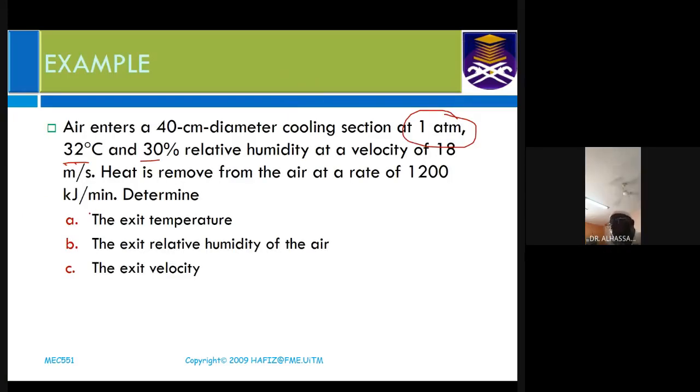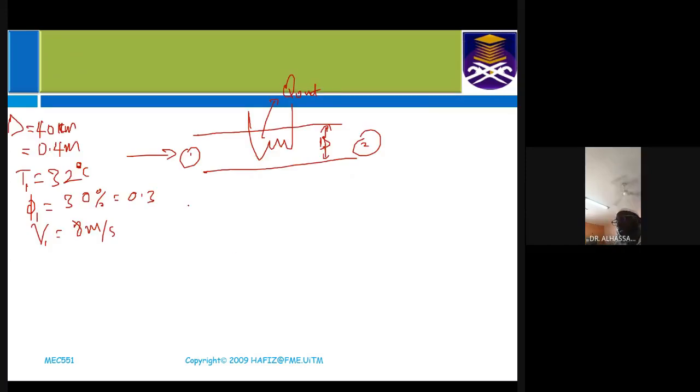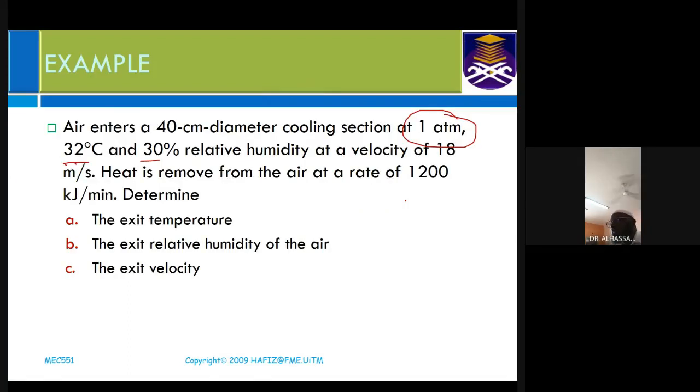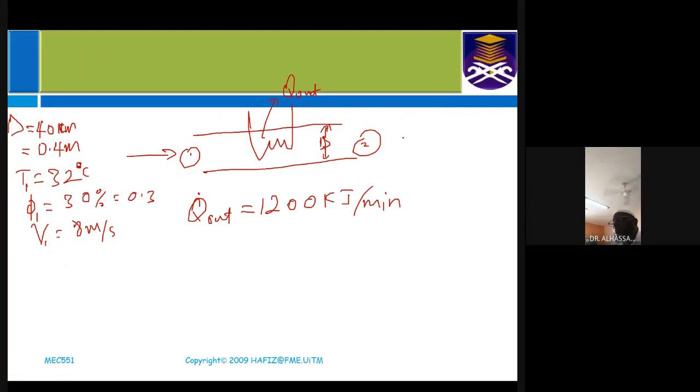Okay. So now the Q out is given as well. Q out, we are told, equals 1,200 kilojoules per minute. Now we need to determine the exit temperature, the exit relative humidity, and then the exit velocity. Okay, so T2 is not given, and then V2. Also, we need to determine.